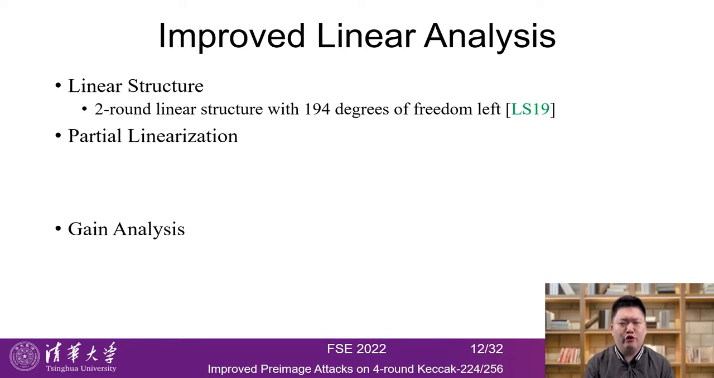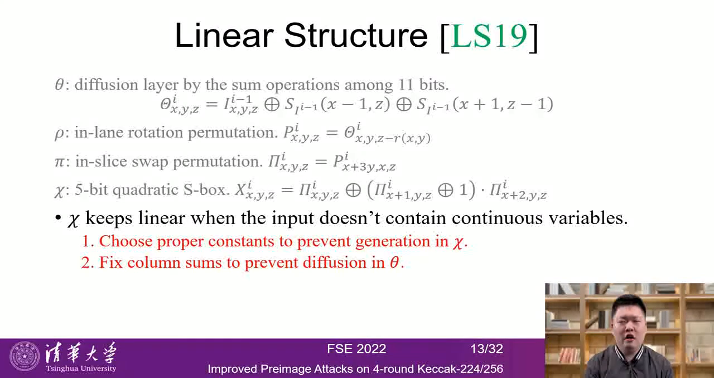First, about linear structure, we have stated that we inherit this part from LS19, where a two-rung linear structure with 194 degrees of freedom left is designed via an allocating model. In this video, we just simply introduce the principle of this structure. For more details, please refer to the original paper. To construct a linear structure, we must let the linear root pass through chi, which is the only non-linear step in Keccak-f.